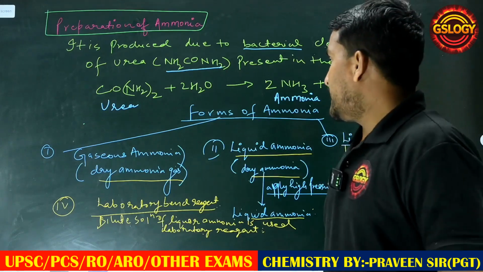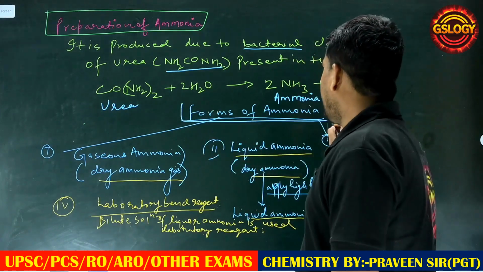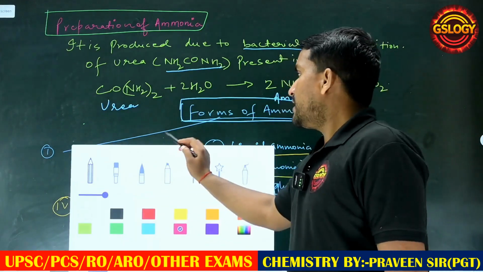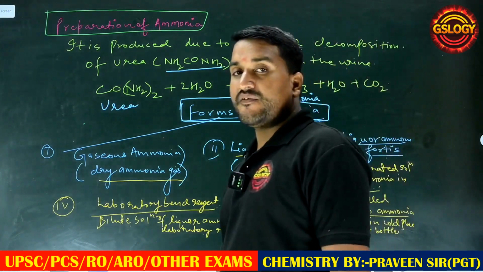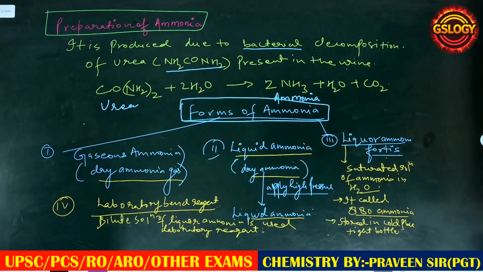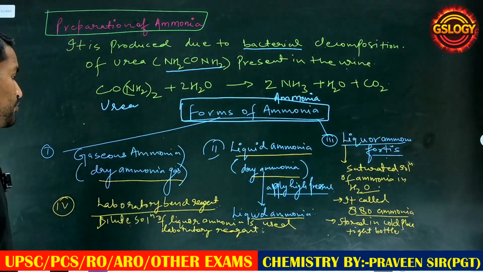Clear? And the next topic is the forms of ammonia. What? Forms of ammonia. Ammonia is found in three forms. First, gaseous ammonia.